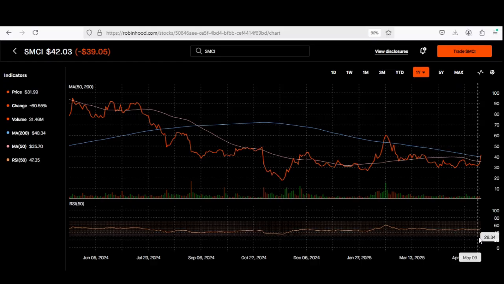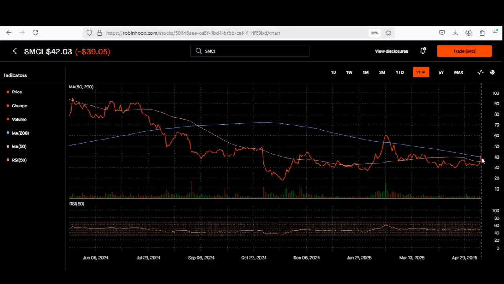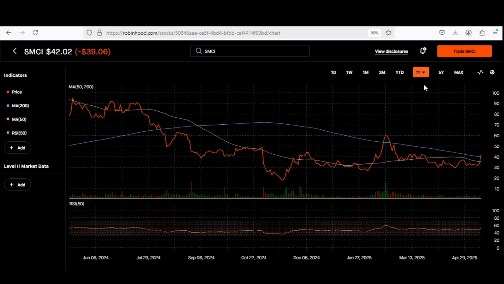But SMCI right now is trading smack right in the center, so that works out perfect. So with an RSI in the middle of around 50 and the 200-day moving average and the current share price trading right at the exact same price, that gives us an opportunity.